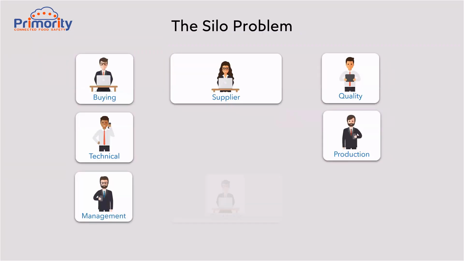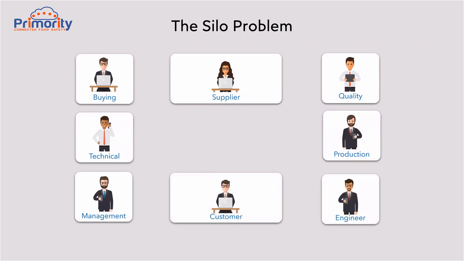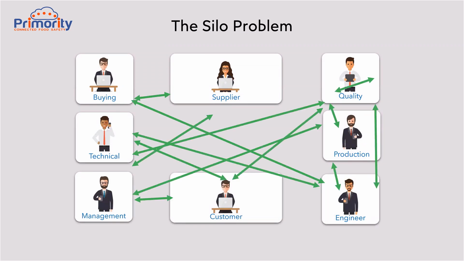So the core problem that we founded the whole company on was this. The communication lines in any food company are typically very complex. They tend to be like two-way radio in terms of how things are communicated.